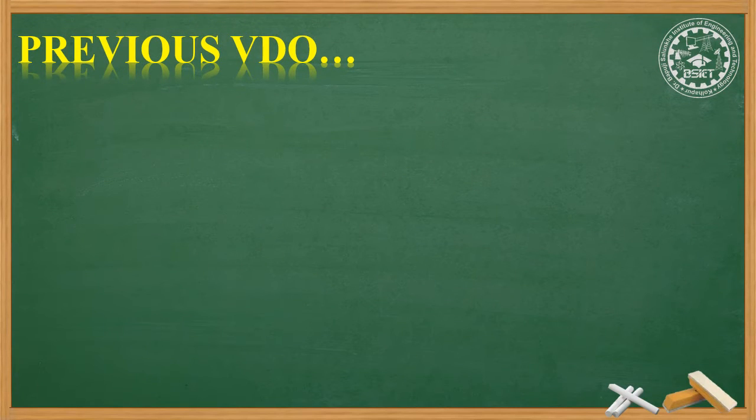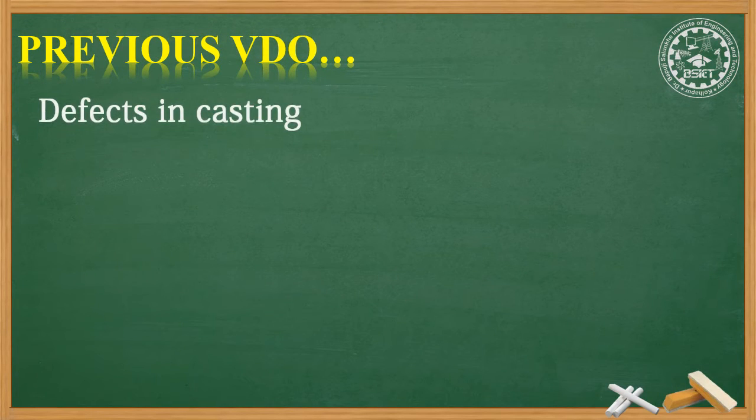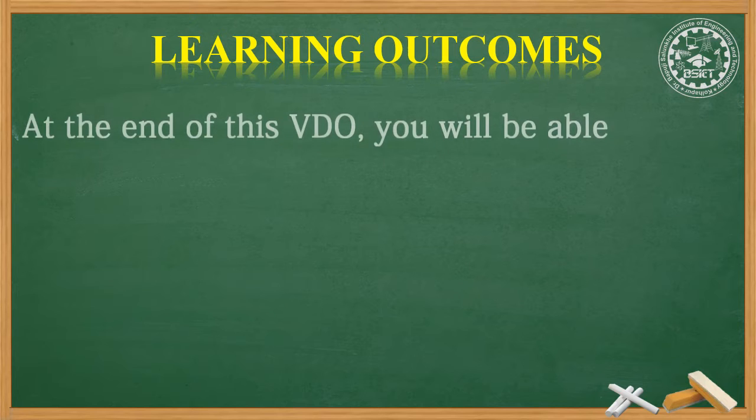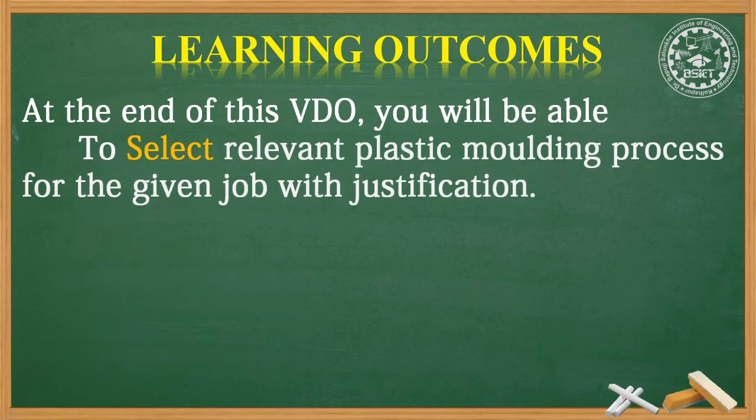In the previous video we have seen the different defects that can be seen in a casting. At the end of this video, you will be able to select relevant plastic molding processes for the given job with justification. So we are going to study plastic molding in this particular video. So let's get started.